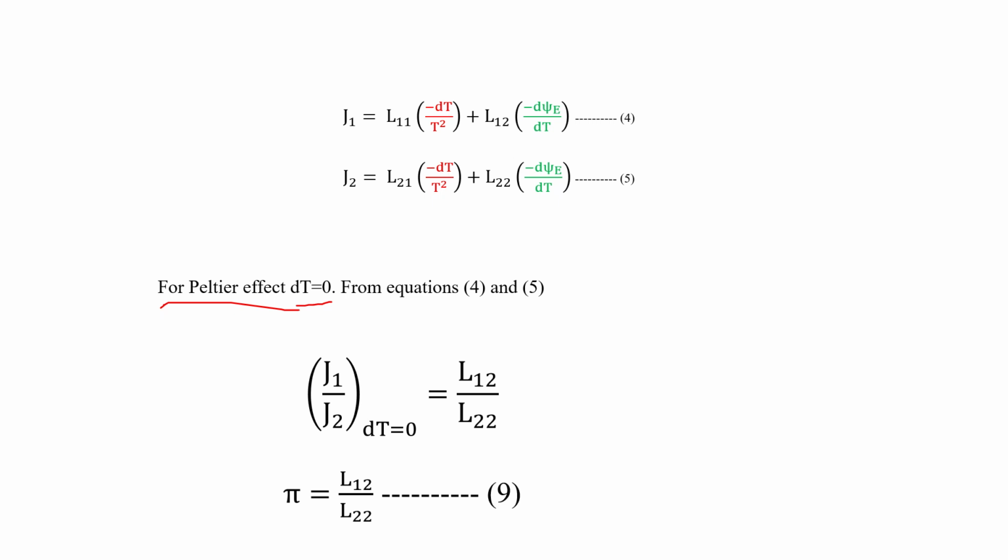So as soon as you substitute dT equal to 0 in equations 4 and 5, you can see this part of the equation will be cancelled, which I have marked with red color. Now, when you divide J1 by J2, the ∂ψE by ∂T terms cancel. You will get the resultant value L12 by L22, which is given here. So the Peltier coefficient is π. So π is equal to L12 by L22.